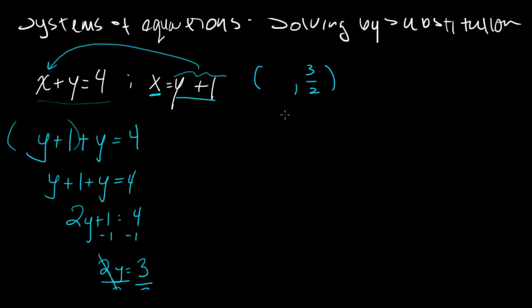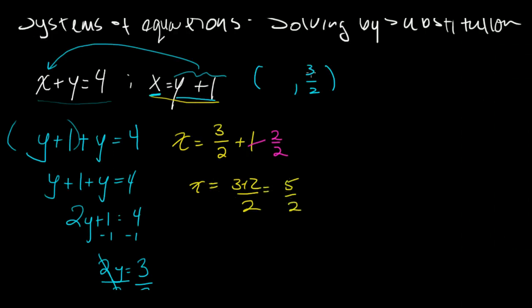So now let's solve for the x. In solving for the x, all we do is substitute our newly discovered y value into one of these two equations. Let's use this one again here. So x is equal to 3/2 plus 1. Well, we can understand 1 to mean 2/2, so all we're doing is adding 3/2 plus 2/2, which is 5/2. So our x value, where these two lines intersect, is 5/2.